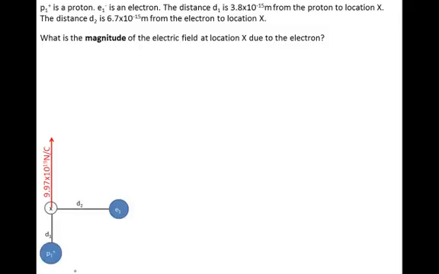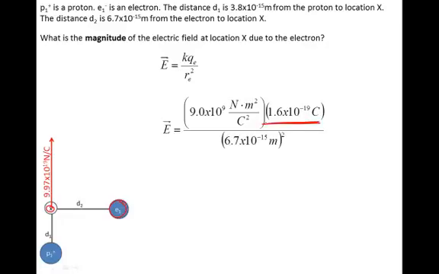Okay, so now let's look at the electric field due to the electron at location X. So same thing, we're going to use the same equation for a point charge. This time we're going to use the charge of an electron. It happens to be the same. Notice we're leaving the negative sign out of this problem because we're more concerned about the direction as it's laid out for us on the picture as opposed to whether or not it's positive or negative on a line, for example. So the distance d2 that the electron is from location X is 6.7 times 10 to the minus 15th meters, and we're going to square that. And we get a value of 3.21 times 10 to the minus 19th newtons per coulomb.